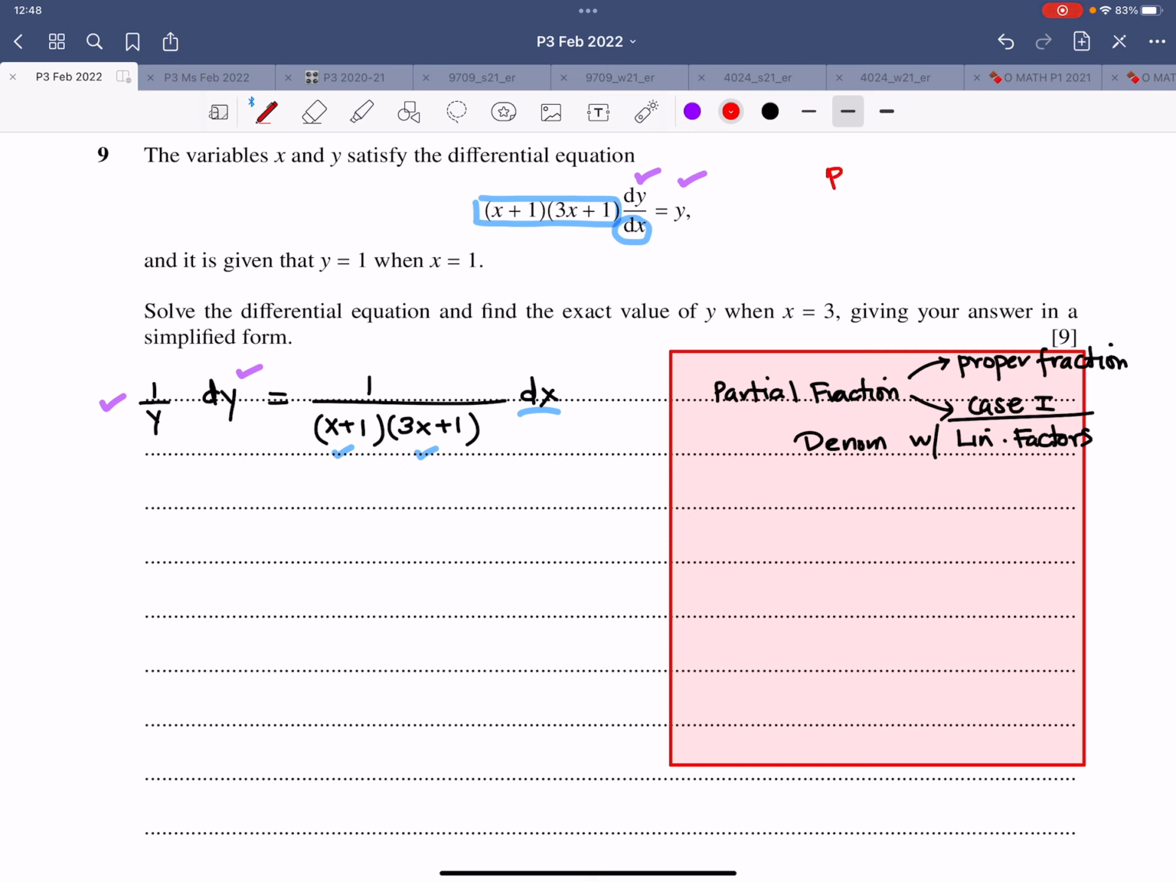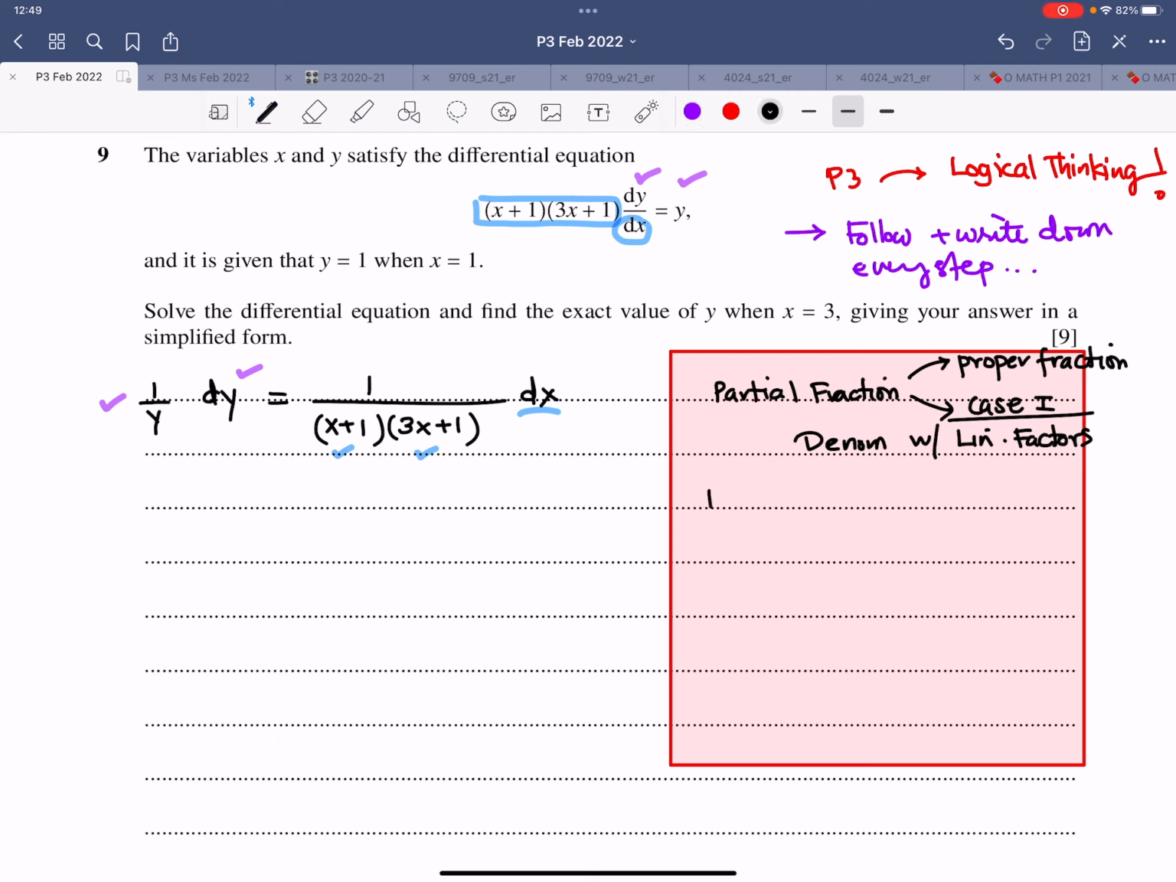Believe me, P3 paper, or for that matter any math paper, it's about logical thinking. It's not just about crunching some numbers in the calculator, it's about logical thinking. So basically, follow and write down every step that needs to be done. So this is the main thing that you have to do.